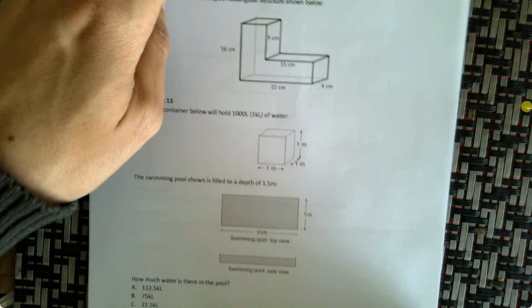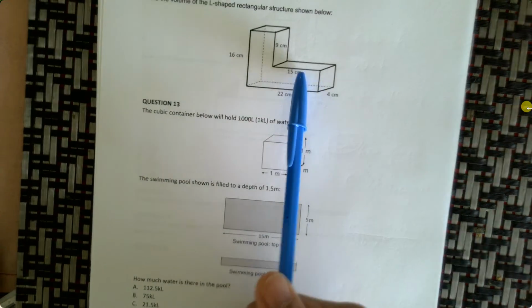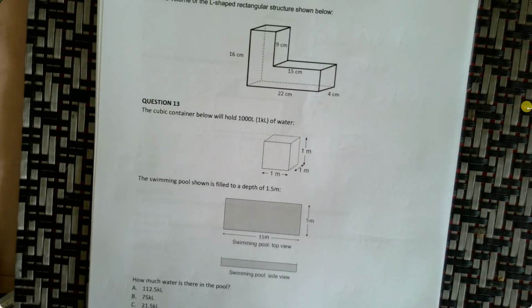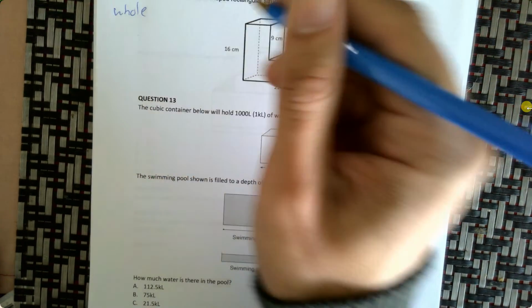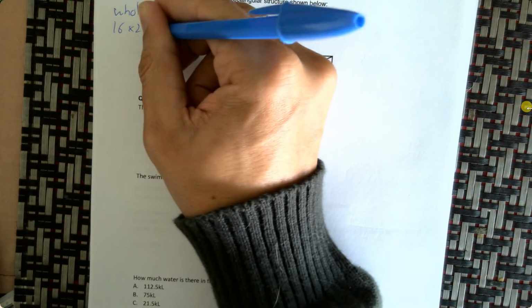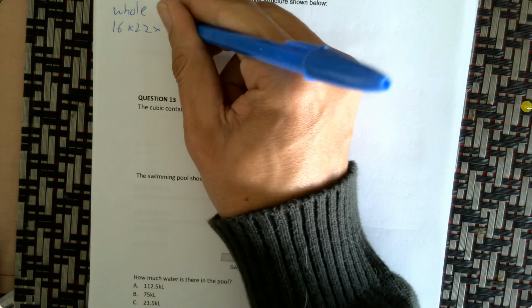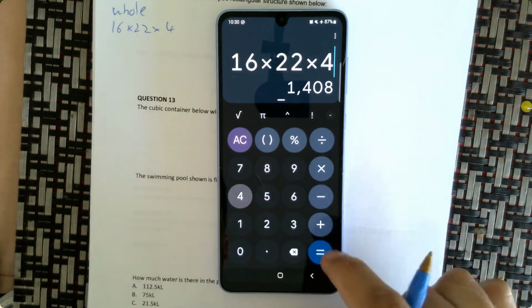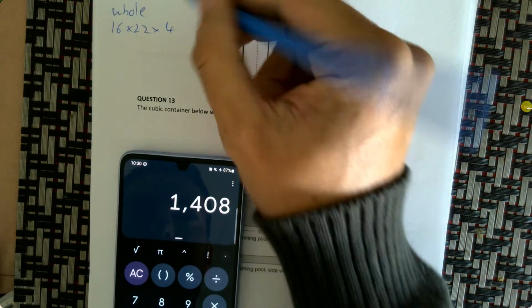Alright, this one, I can see that this is a simple shape where I just remove a rectangular prism. So I'm just going to do the whole minus the missing. Okay, whole. 16 times 22 times 4. 1408.